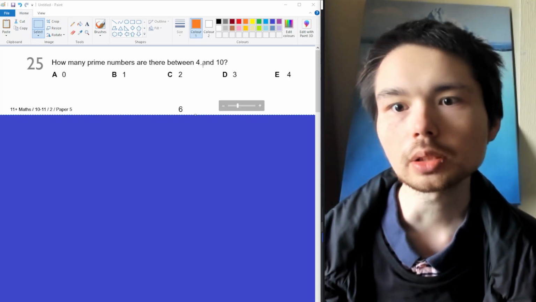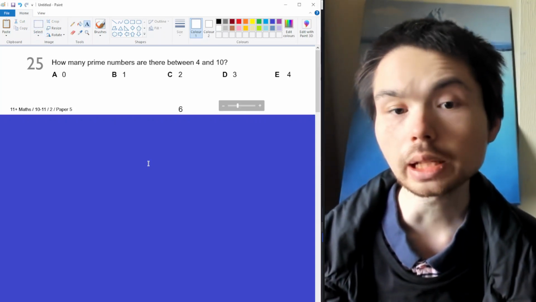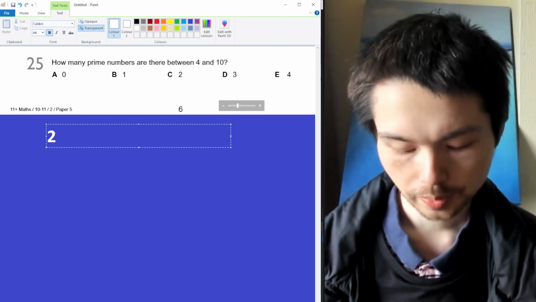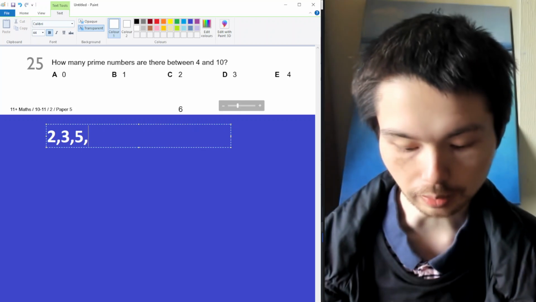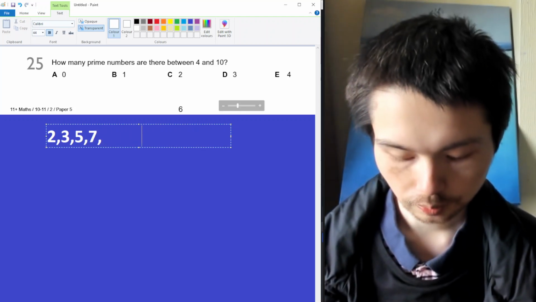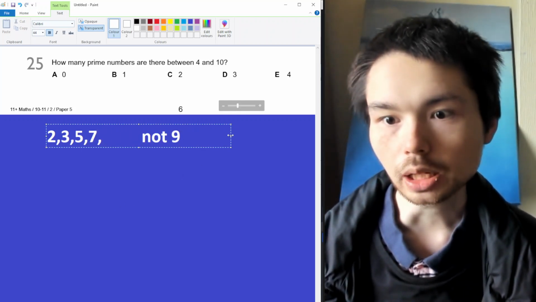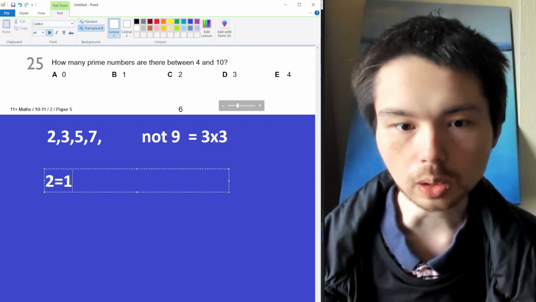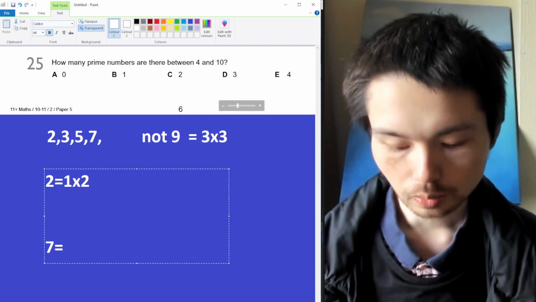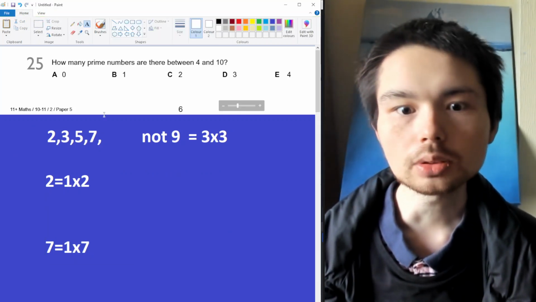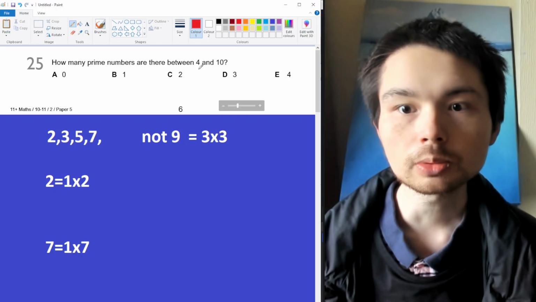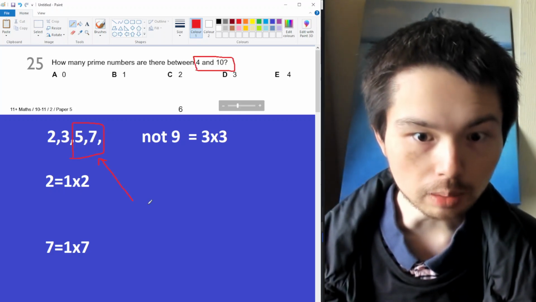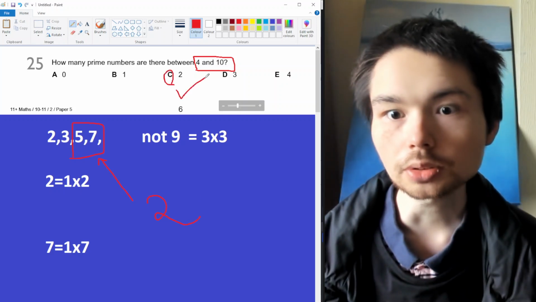How many prime numbers are there between 4 and 10? You know what? Let's just list all the prime numbers up to 10. The first one is 2, 3, 5, 7. And it is not 9, because 9 is 3 times 3. Prime means the only way to get each number is 1 times itself. So if we look at this, that is your list of numbers. So really, we just went between 4 and 10. Well, look here. Those are the only 2 numbers between 4 and 10. 2 is the answer.